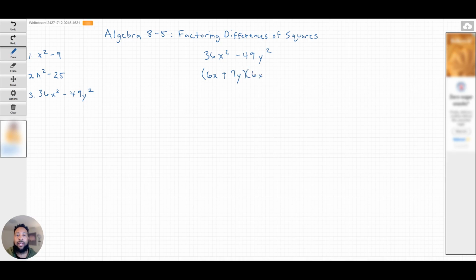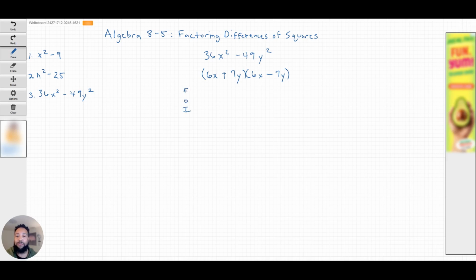6x minus 7y. And the reason we know this is once we use our FOIL method, we'll be multiplying 6x times 6x, which will give us a 36x squared. We know that the values in the middle will cancel each other out. And then the last value will be 7y times minus 7y, which will be minus 49y squared. So let's go ahead and do that.